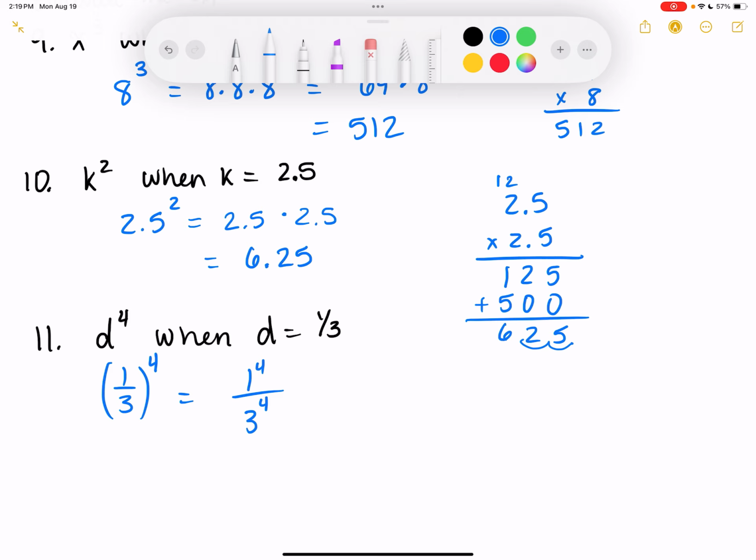What is 1 to the 4th? 1. And then 3 to the 4th. Anybody know that one? 3, 9, 27, 81. 81. So I do that a lot. I'll just say 3 times 3 is 9, times 3 is 27, times another 3 is 81. And so the answer to this one would be 1 over 81. Any questions on this?